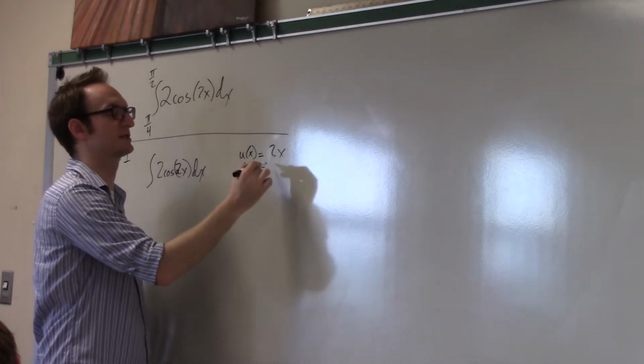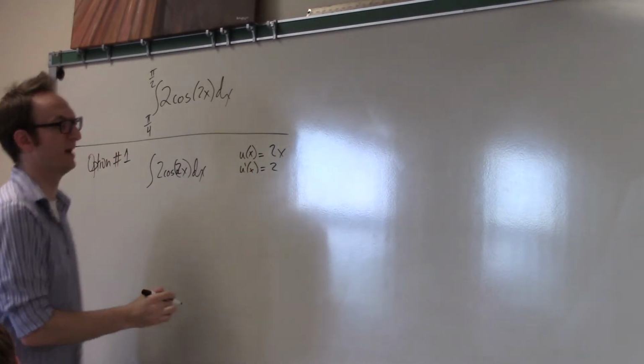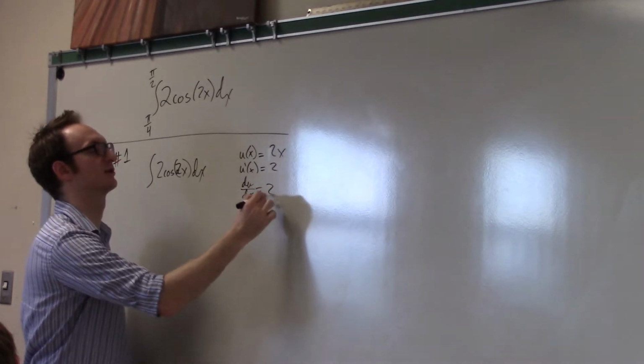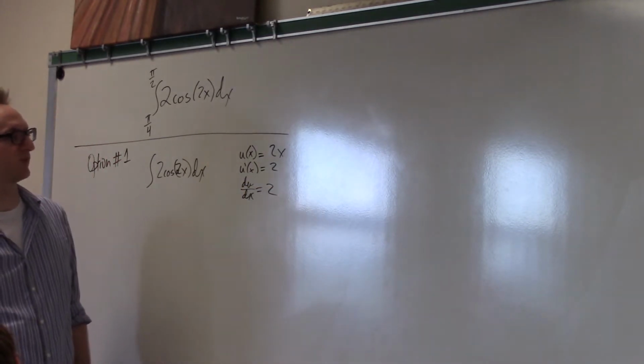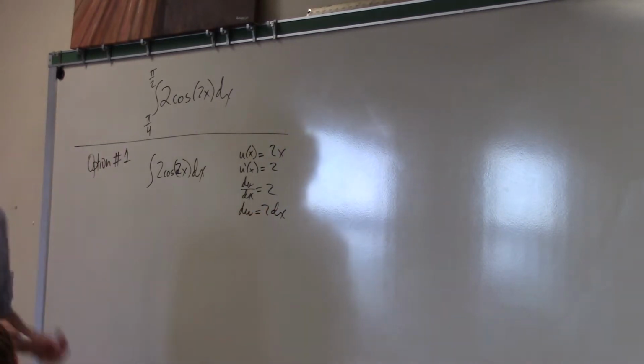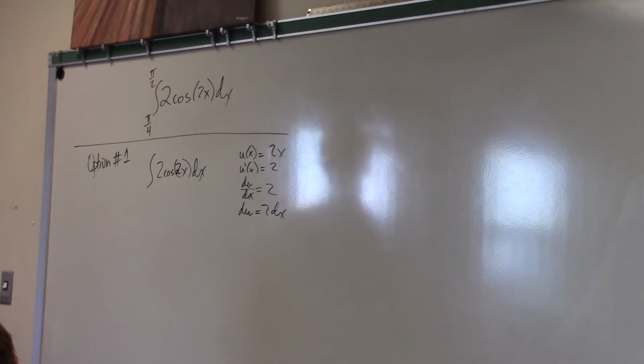Well, the derivative of u is just 2. But we usually don't write that. What we usually do is we write du dx is 2. And we don't even do that, right? We usually just write du is 2 dx. It's all different ways of writing the same thing. Just stay with me. Okay.